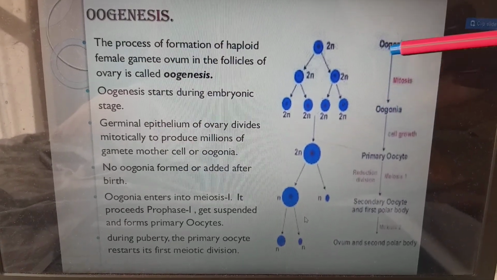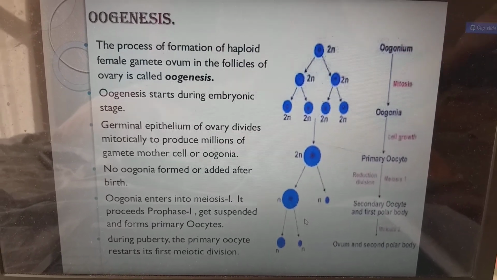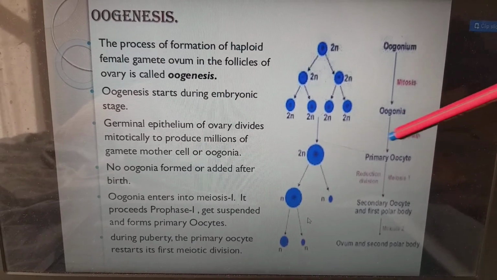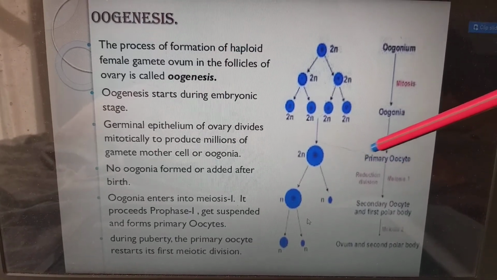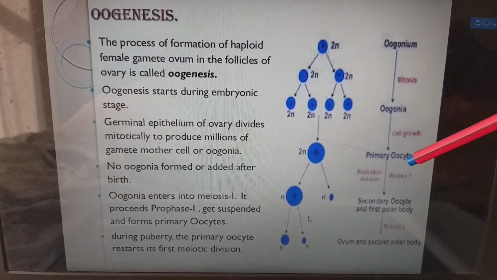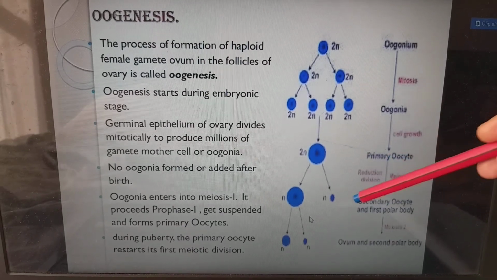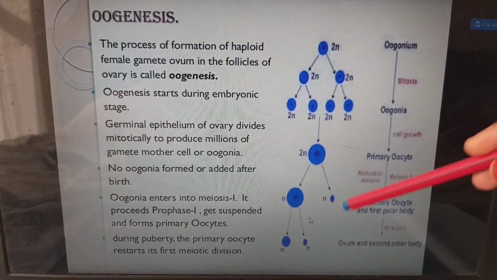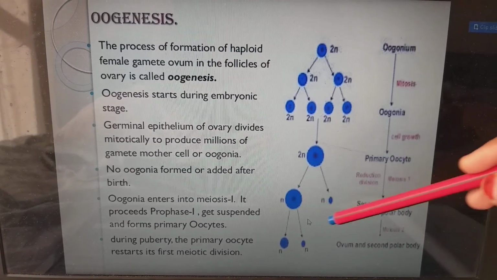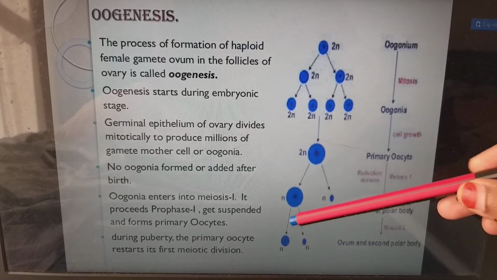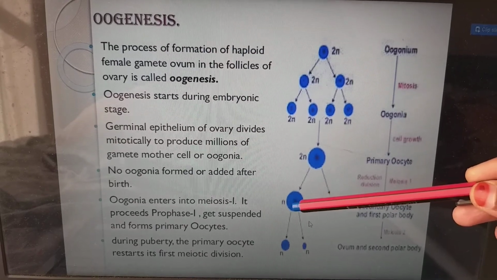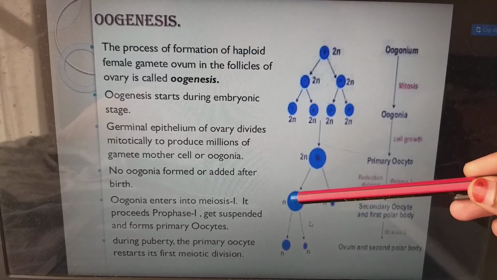It is a fixed number. But when it comes to spermatogonia, many millions are continually added. But here it is fixed. Later, with cell growth it will develop into the primary oocyte, and this primary oocyte will be arrested in prophase 1. Later the primary oocyte will undergo the first meiotic division and form the secondary oocyte plus the first polar body. We have two unequal cells: one is the secondary oocyte, another is the first polar body. Later, the secondary oocyte will develop into the tertiary follicle and Graafian follicle and will rupture.